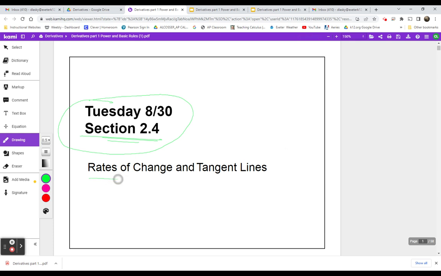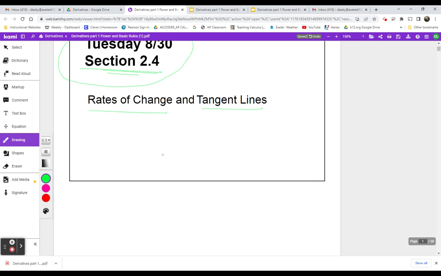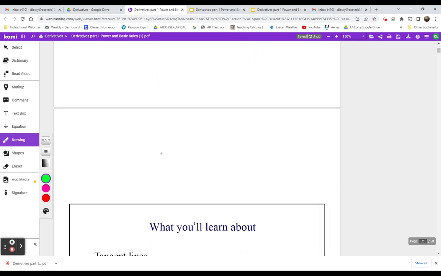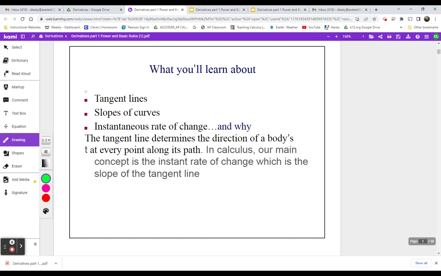So we're going to talk about rates of change and tangent lines, which is pretty much a very central idea. Lots of room, hopefully, on your packet to write notes. So we'll see. Okay, so what we're going to tackle today, we're going to tackle tangent lines and then slopes of curves, and then talk about instantaneous rate of change and why.